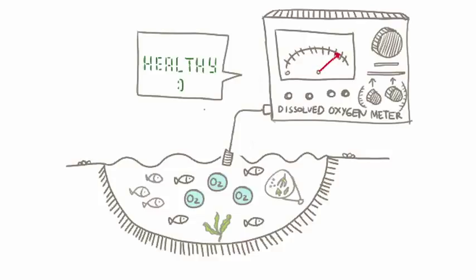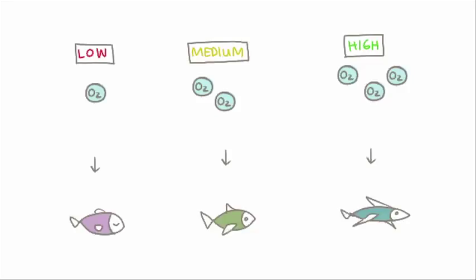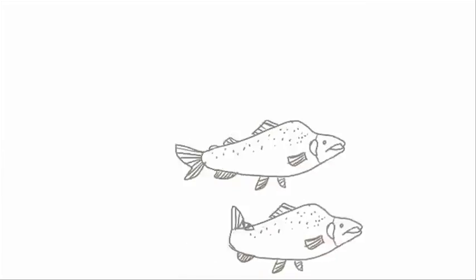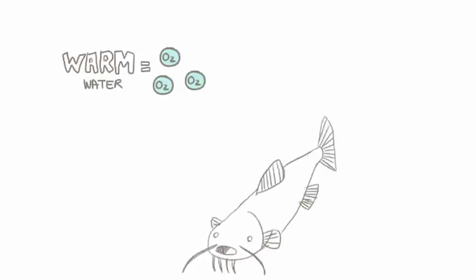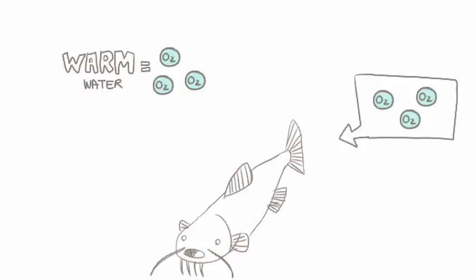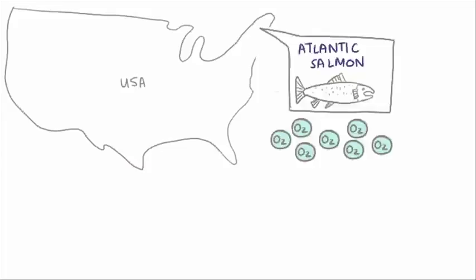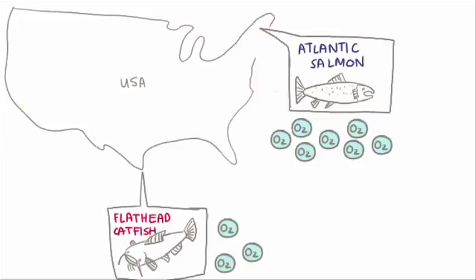But animals also adapt to the amount of dissolved oxygen. Fish like salmon need a lot of oxygen so they can only live in colder places, but fish like catfish can live in warmer waters because they need less oxygen. If you've ever wondered why the kinds of fish are different in different places, this is one reason why.